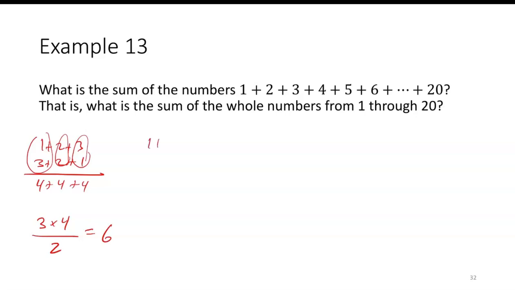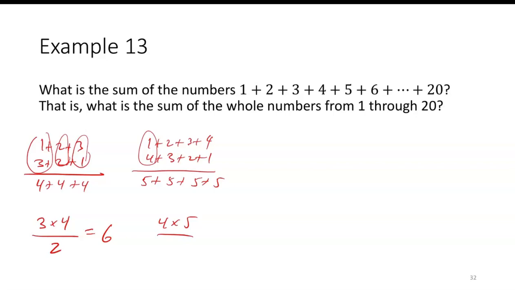If I want to do 1 plus 2 plus 3 plus 4, and 4, 3, 2, 1, and again, I know that adds up to 10, but column-wise, this is going to be 5 plus 5 plus 5 plus 5. So I have 4 of these 5s, but I did the sequence twice over, so I'm going to divide it by 2 to get it back to the original. 4 times 5 is 20, divided by 2 is 10.